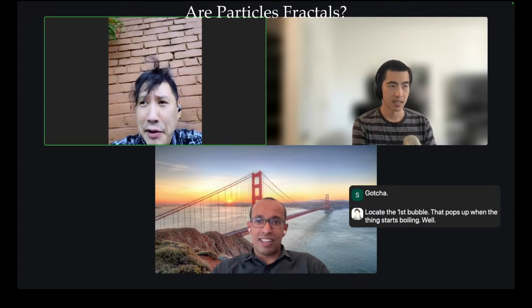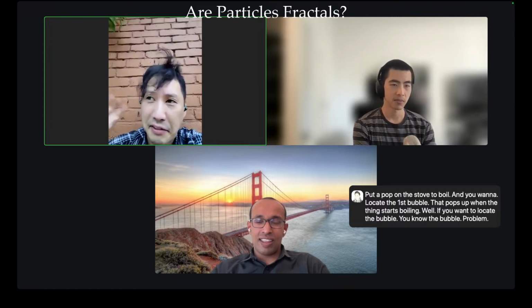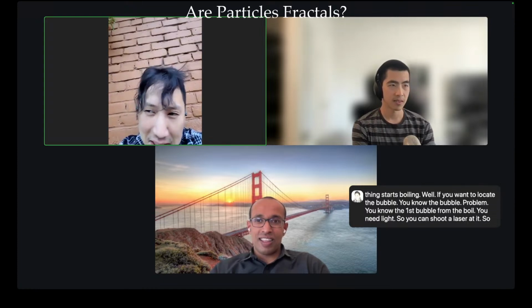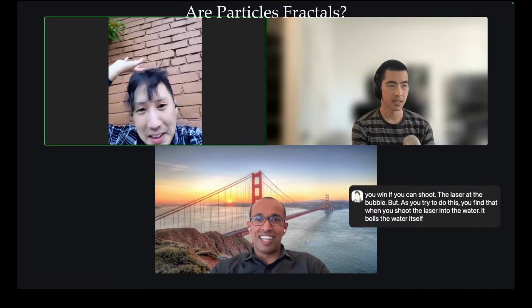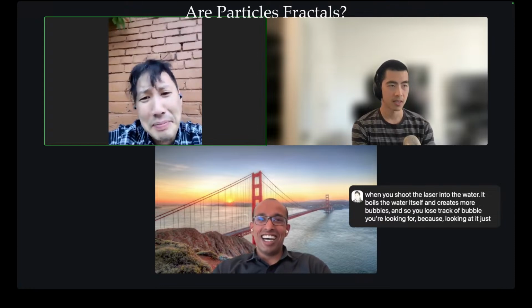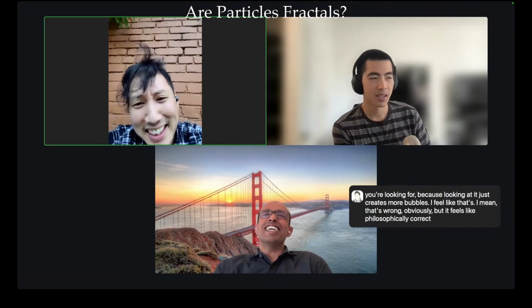Well, if you want to locate the first bubble from the boil, you need light. So you can shoot a laser at it. So you win if you can shoot the laser at the bubble. But as you try to do this, you find that when you shoot the laser into the water, it boils the water itself and creates more bubbles. And so you lose track of which bubble you're looking for because looking at it just creates more bubbles. I feel like that's wrong, obviously, but it feels like philosophically correct to me at the moment.